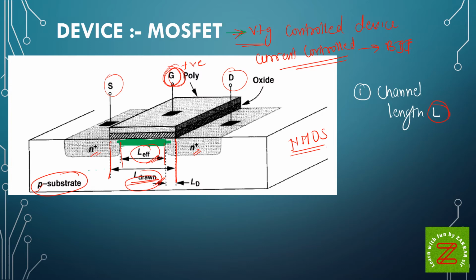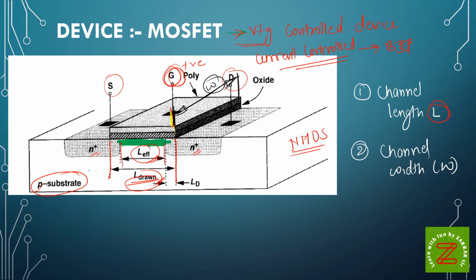Another parameter is channel width. So where is channel width? See, these two parameters are very important. They are known as aspect ratio. If this is the channel length, then this part will be my channel width. So the total width of the channel created is known as channel width. Now this becomes my channel width and this is my channel length.